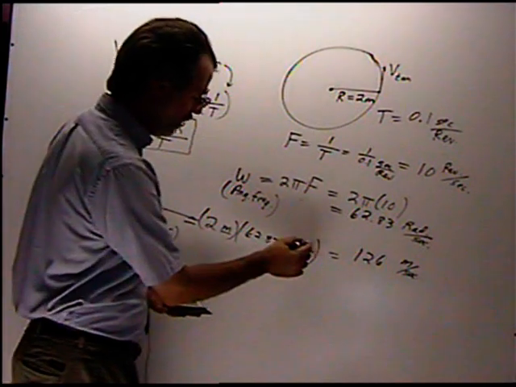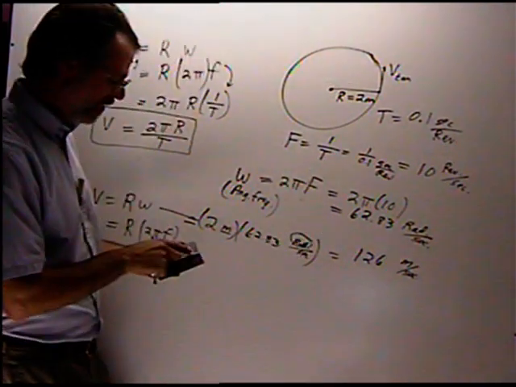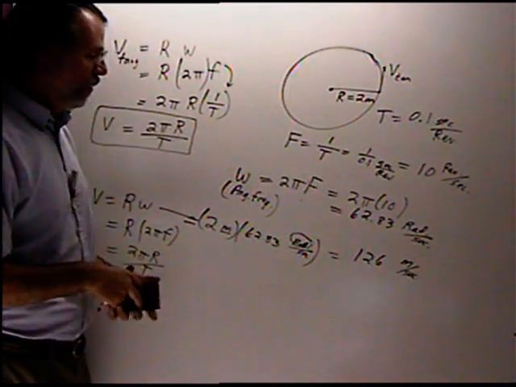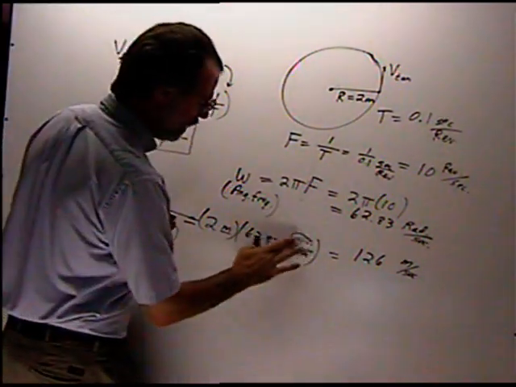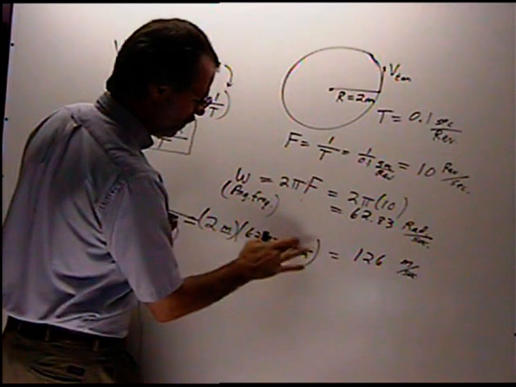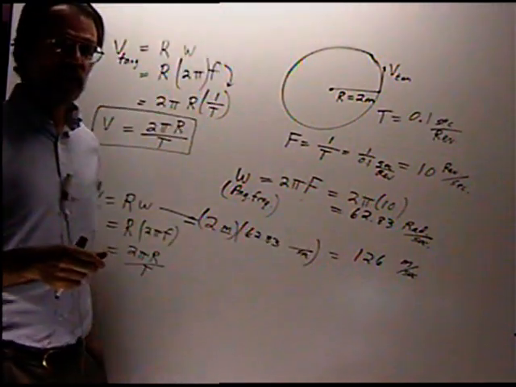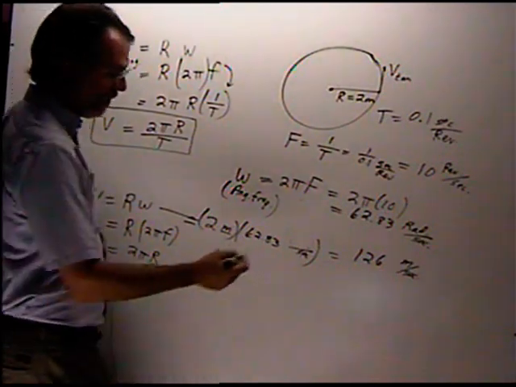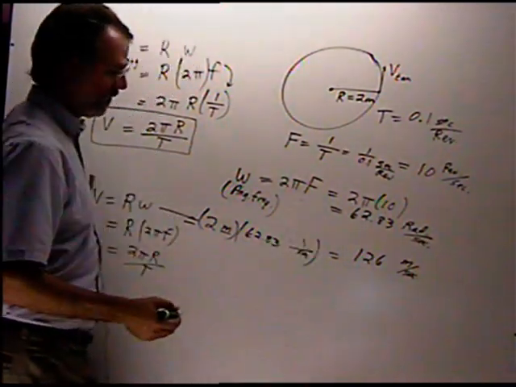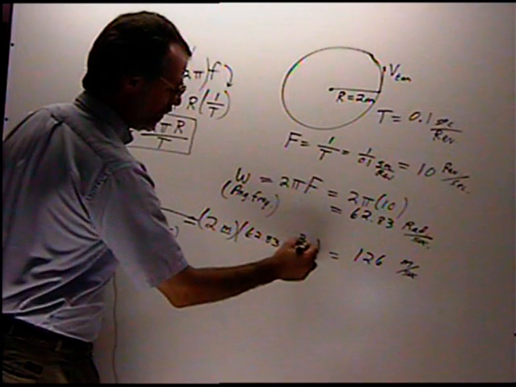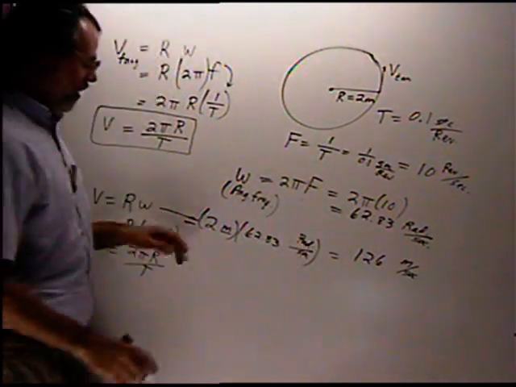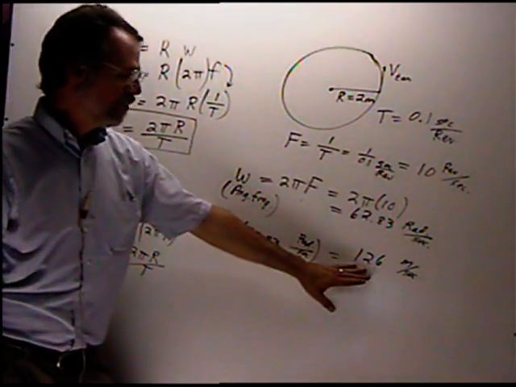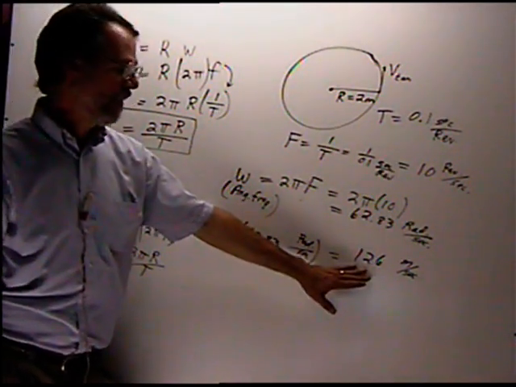Now you may say, well, what about the radians? The radians are kind of like revolutions. When we're in a calculation, from a unit point of view, they don't really show up. We can really just say 1 over second, but we'll say radians per second. But from a unit point of view, this becomes meters per second. So this is the actual velocity, 126 meters per second.